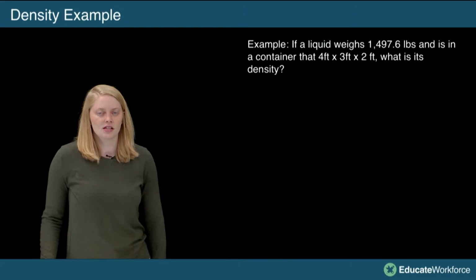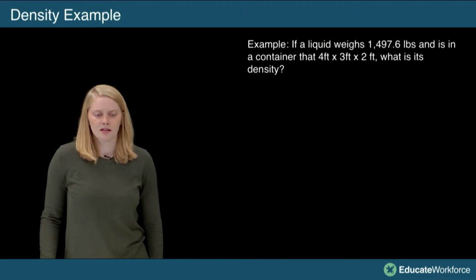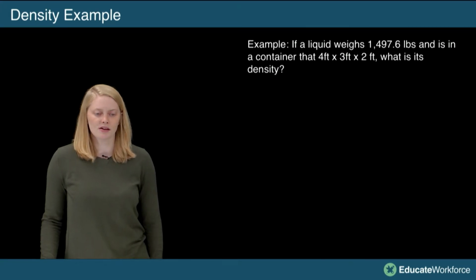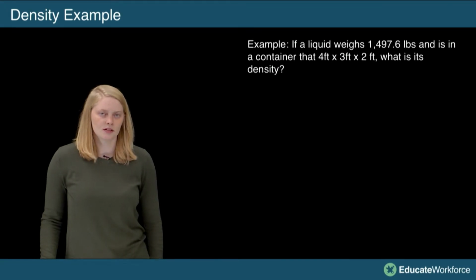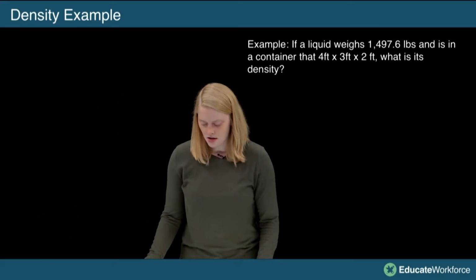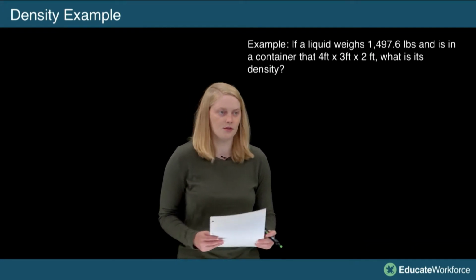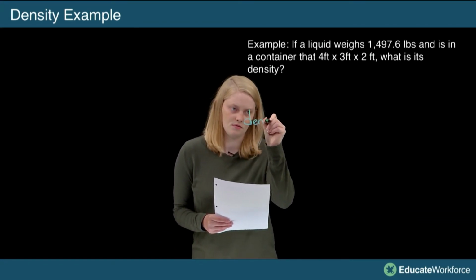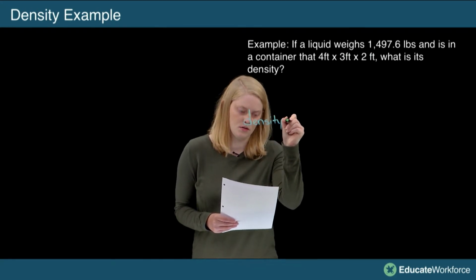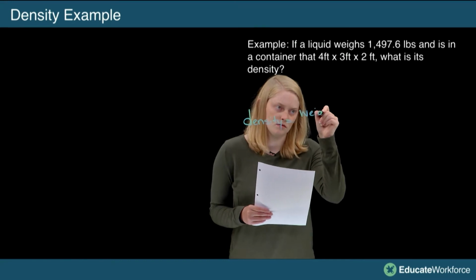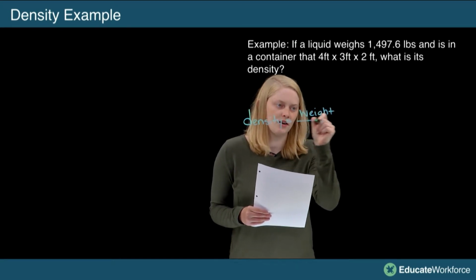Now let's look at an example of how to calculate density. If a liquid weighs 1,497.6 pounds and is in a container that is 4 feet by 3 feet by 2 feet, what is its density? Let's remind ourselves of the formula for density. Density is equal to the weight divided by the volume.